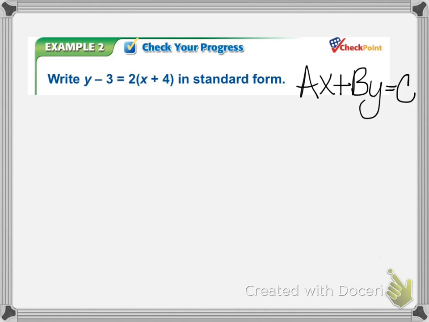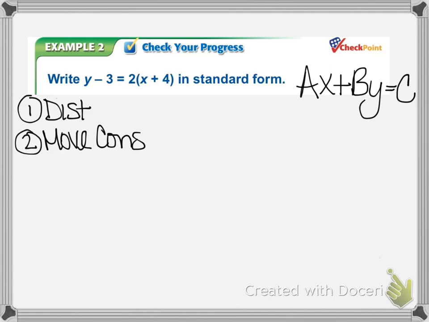Okay, now let's do this one. In this example, you're already given your point-slope form and you're asked to move it into standard form. So here are your steps. First, you distribute. In this case, you're going to distribute your 2. Then you move the constant. And then last, you move your x value.